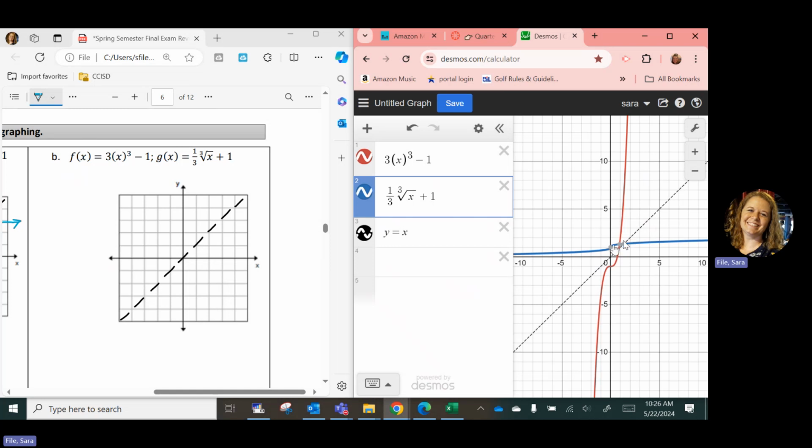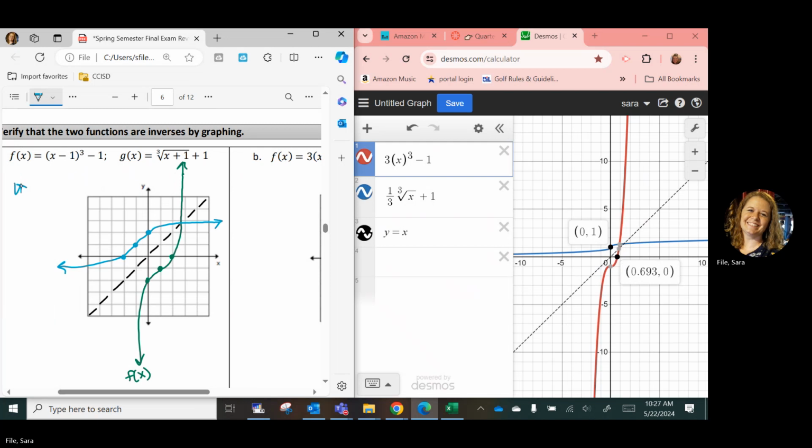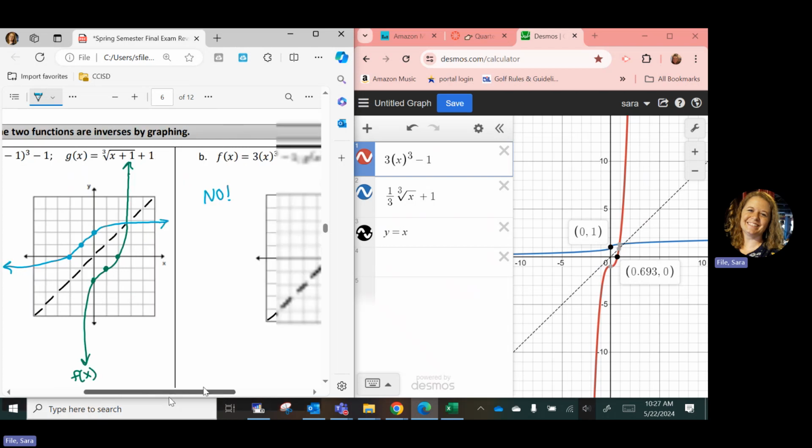Okay, and you could even check points. So on this blue one, there's a point at 0, 1. So on the other one, there should be a point at 1, 0, but there's not. The intercept's at 0.6930 instead of 1, 0. So I can confirm by looking at these graphs that they are not inverses. So I guess I should have written, yes, these are inverses. Okay, no, these are not inverses.